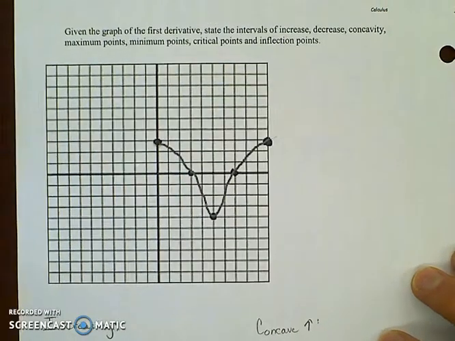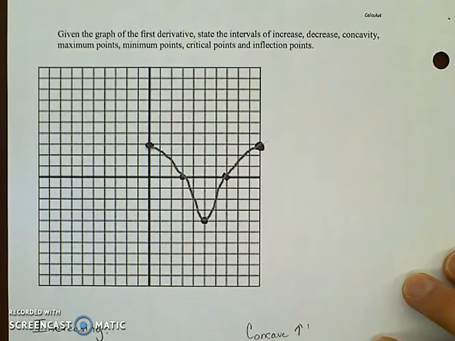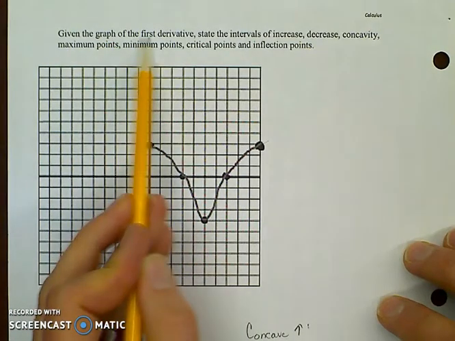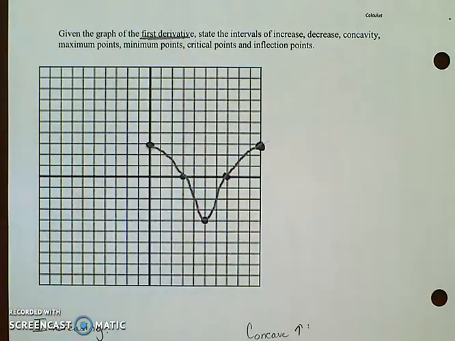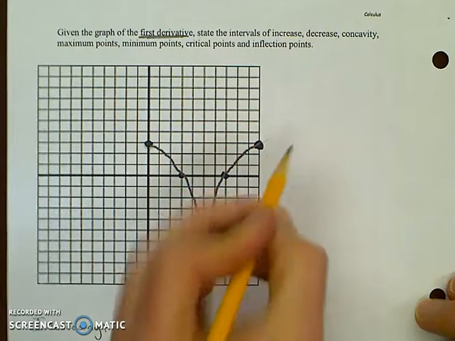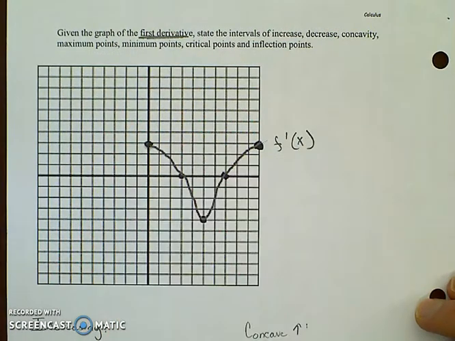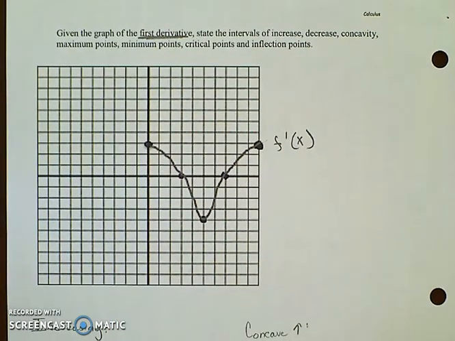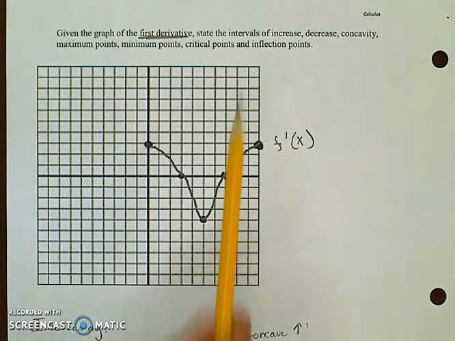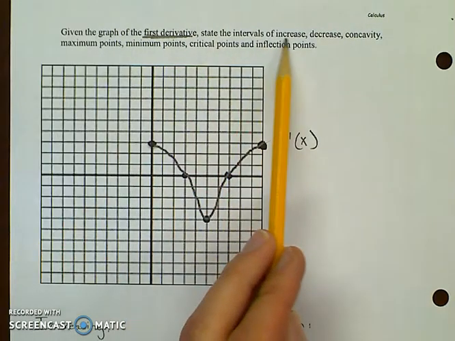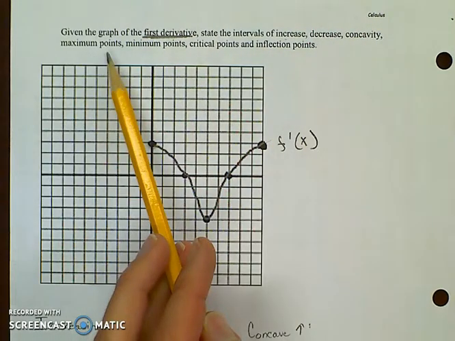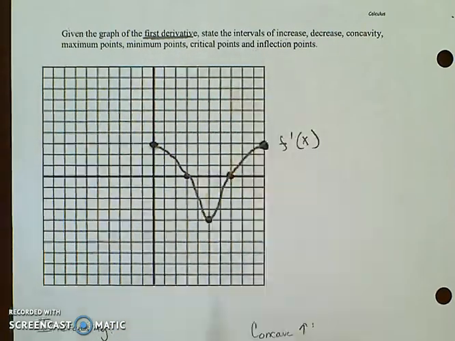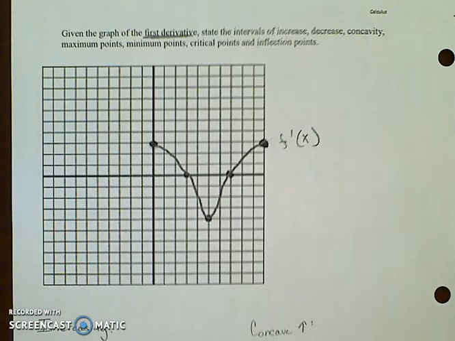So if we look at the second page, we are given, make sure we read, the first derivative. That's what this entire lesson is about. The first derivative, we're given the graph of it. We need to figure out what we can tell from the first derivative graph about the original graph. So we need to state the intervals of increasing, decreasing, concavity, max and min, and critical points of the original function.